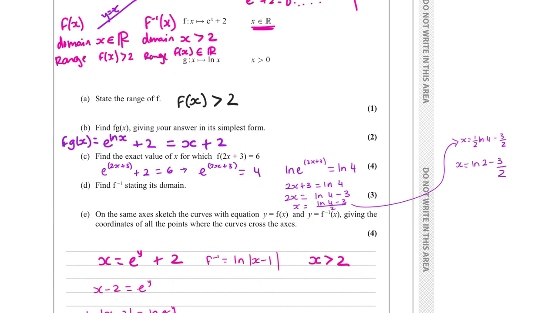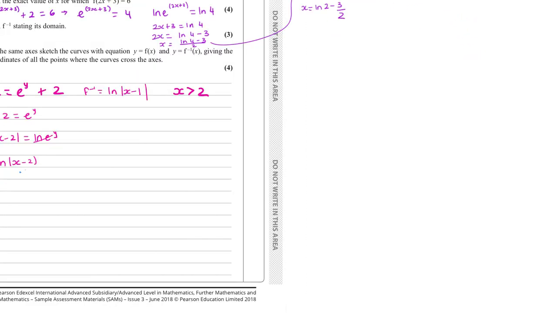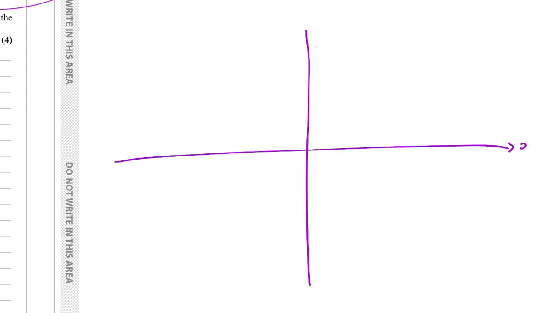Then it says, and we're going to need this now: on the same axis, sketch the curves y equals f of x and y equals f inverse of x, giving the coordinates of all the points where the curves cross the axes. It's fantastic news. Okay, so step 1. I'm going to use a ruler. Well, I'm not, but you are.